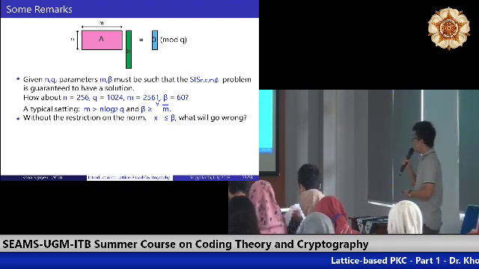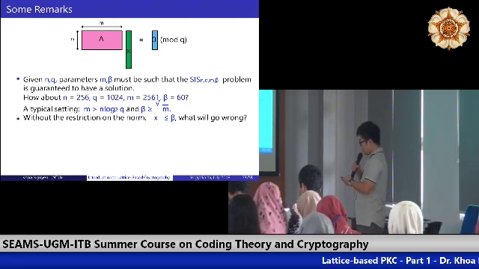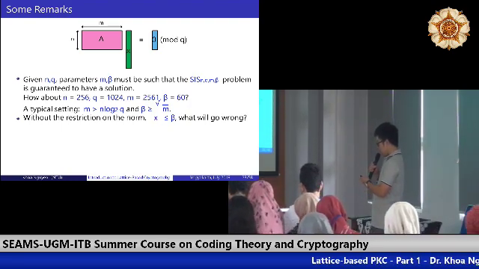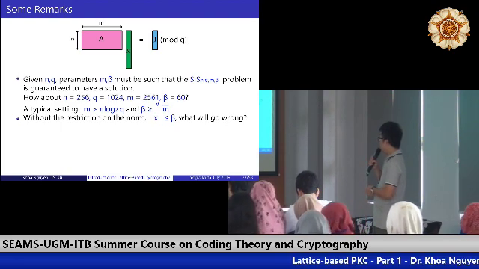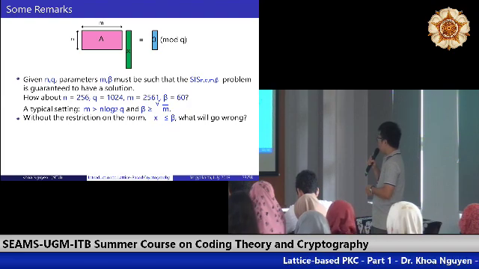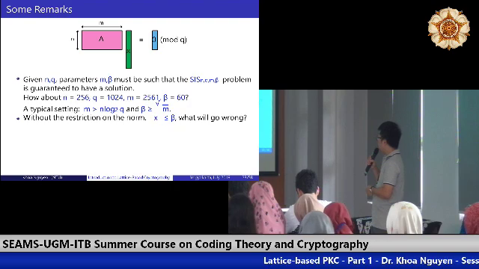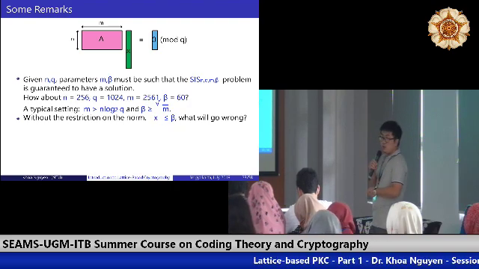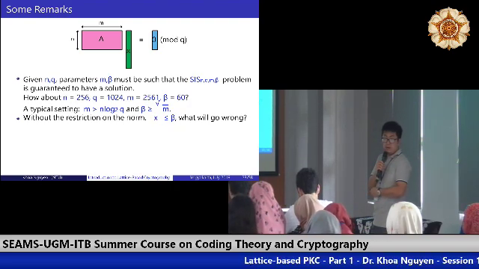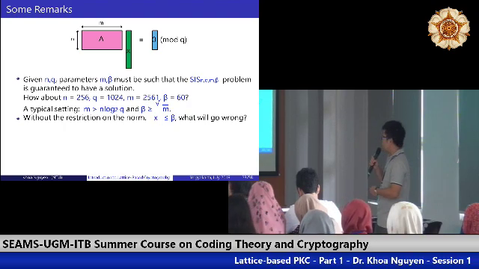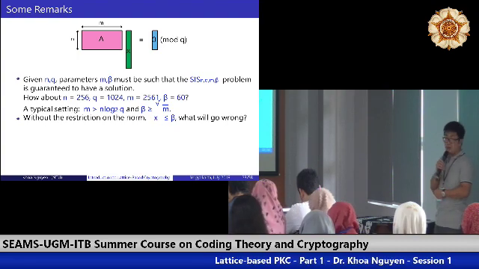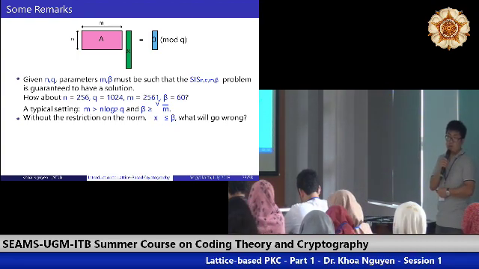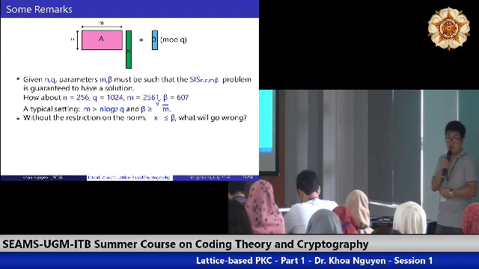Here, if m is bigger than n log q, it means that we have more variables than equations. So in fact, if we don't restrict the norm of x, this system is very easy to solve. For example, you can use Gaussian elimination to solve the system.